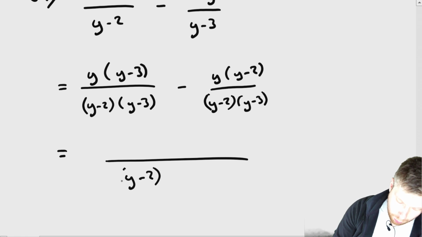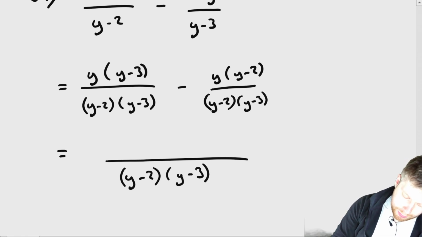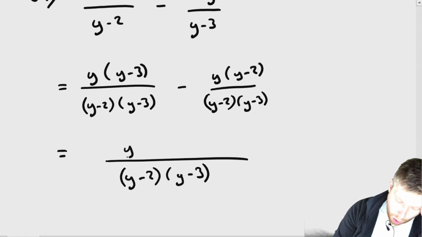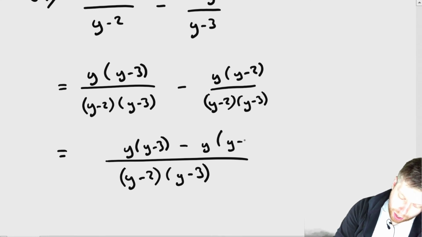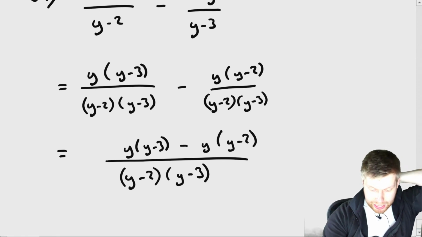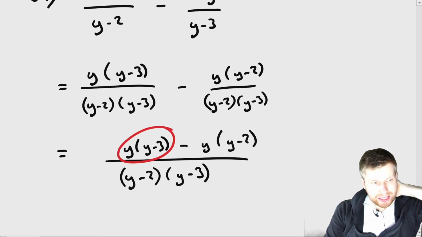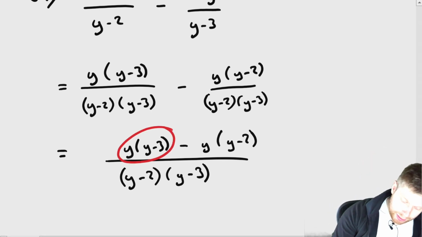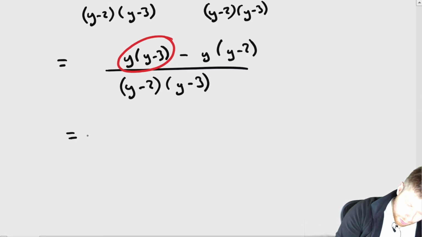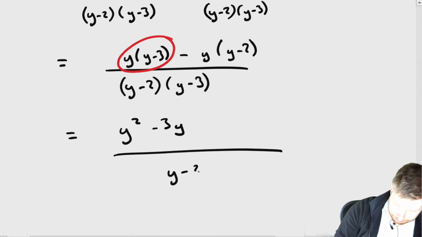So the same denominator, y minus 2, y minus 3. And on the numerator, well, I have y times by y minus 3, subtract y times by y minus 2. So let's expand each of these two brackets. So I have y times by y minus 3. That is going to give me y squared minus 3y. Okay, same denominator.